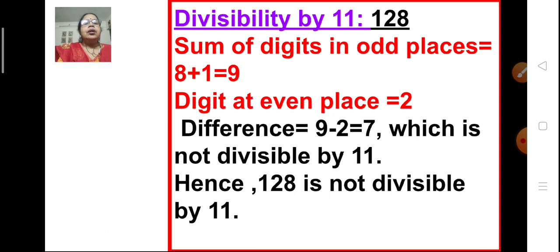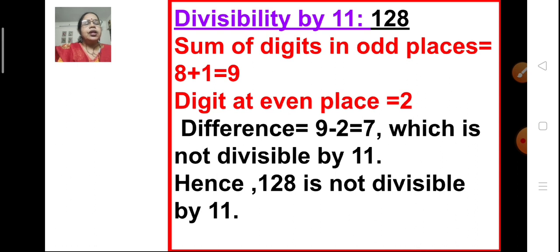Now divisibility by 11. How do we test the divisibility by 11? We have to find the sum of the digits in odd places and the sum of digits in even places and find their difference. If the difference is 0 or a multiple of 11, then it is divisible by 11.